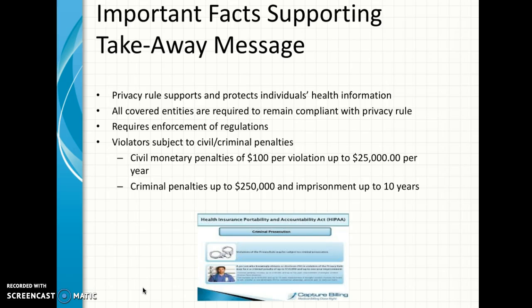What important facts support this takeaway message? The privacy rule supports and protects individuals' health information and mandates that all covered entities are required to remain compliant with and enforce its regulations. Additionally, violators who knowingly or inappropriately disclose patient health information will be subject to civil monetary penalties of $100 per violation up to $25,000 per year, and criminal penalties up to $250,000 and imprisonment up to 10 years.